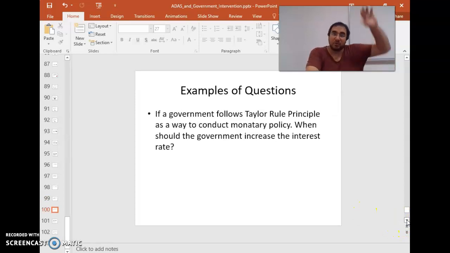Actually, I want to ask this question because it's related to the background part. So you might think of this question as a thought principle. If the government follows Taylor's rule as a way to conduct monetary policy, when should it increase the interest rate? Either if you experience a deflation, in which case the inflation term in Taylor's rule will be 0, or if you have a positive unemployment gap, where your unemployment is higher than the NAIRU. Of course, if you have both inflation and a positive unemployment gap, then the effect of unemployment should be greater.